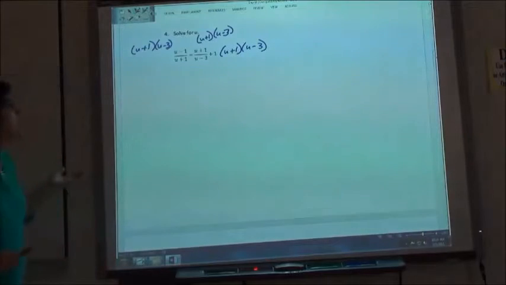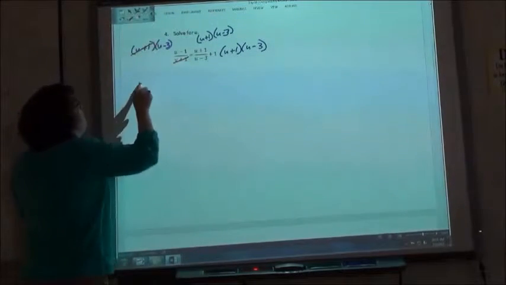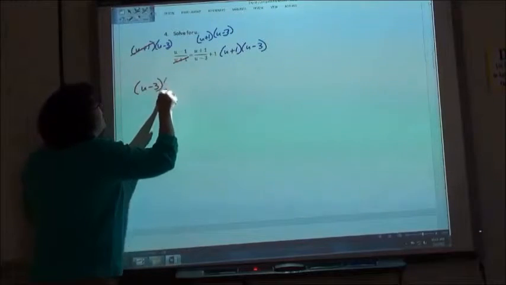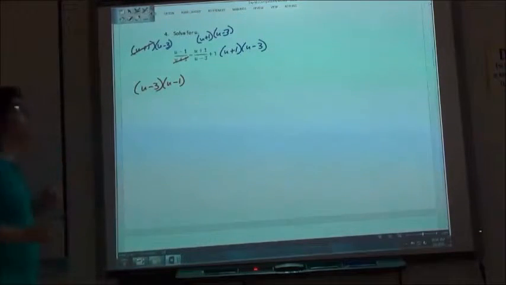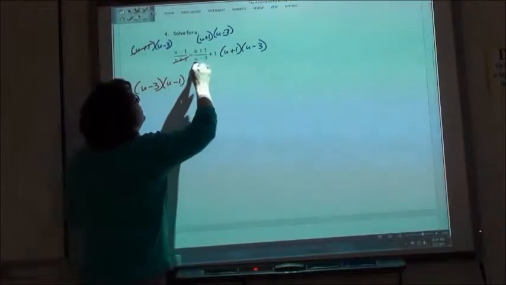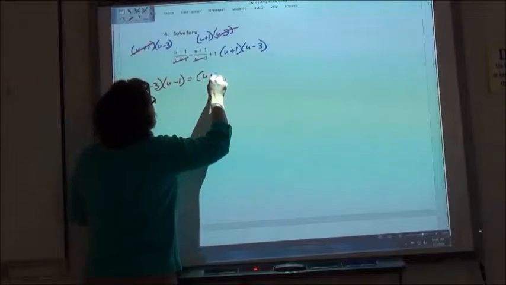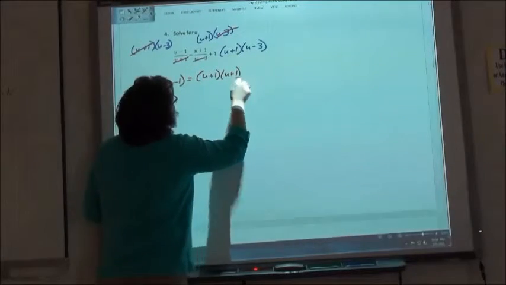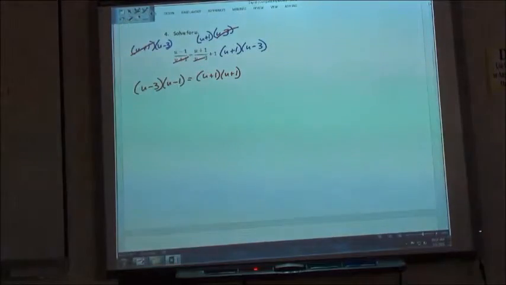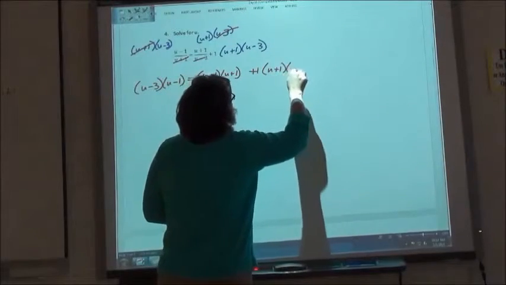So on the first fraction, my u plus 1 will cancel out. That's going to leave me the u minus 3 times that u minus 1 that's on top of that fraction. On my second fraction, the u minus 3 is going to cancel out. So I'm going to have the u plus 1 times the u plus 1 that's on top of that fraction. And on the end, I'm just going to have the plus 1 times the u plus 1 and the u minus 3.